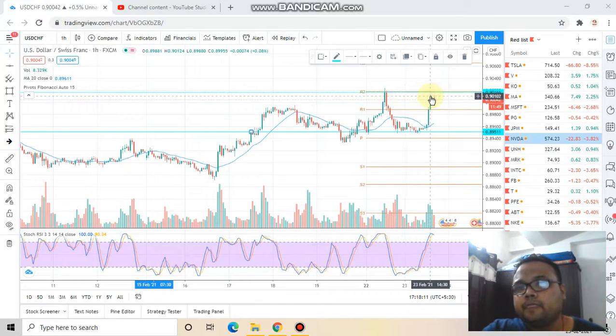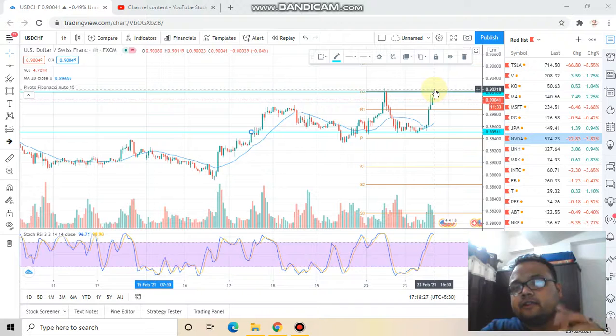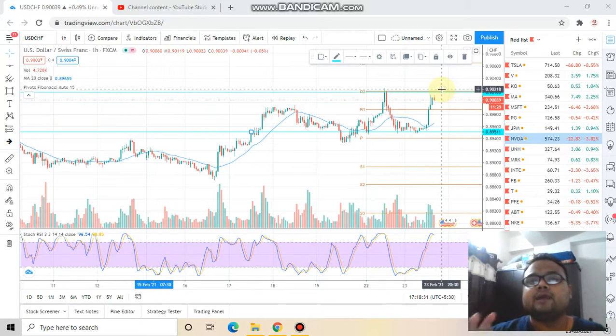So what you need to do: if it hits the level and shows some reversal sign, if you see that there is not much pressure from the bulls, then you can short the market. If it crosses the level, if it breaches this particular level, just wait for some time, let the market cool down a little bit. Let the market trade comfortably above the level for a while, then you can go ahead and buy the order.